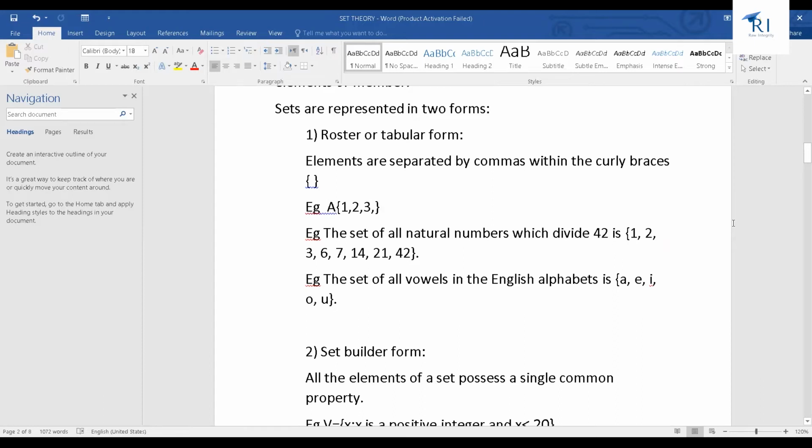But I can change the order. I can write 3, 2, 1 or 2, 1, 3. It doesn't matter. It's the same set. So the order in the set doesn't matter, but repetition is not allowed. We can't repeat the same element twice.